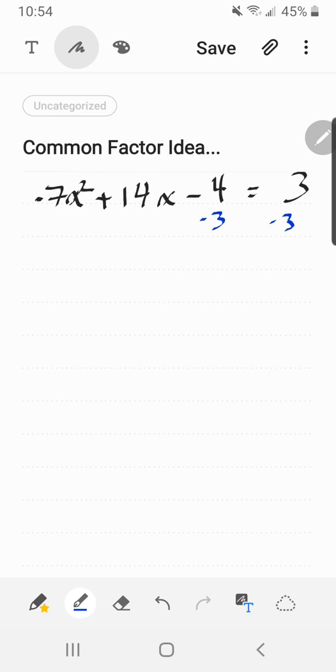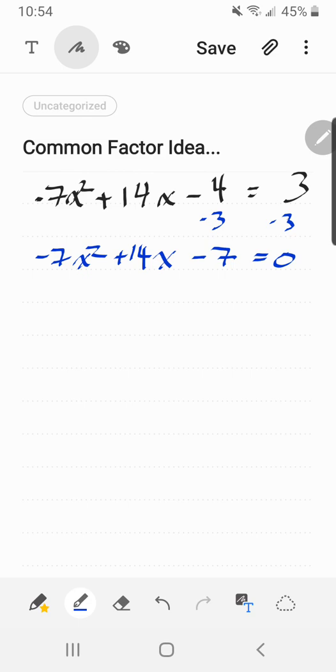And then we simplify. So we've got -7x squared plus 14x, and then we have -7 equals 0. So that's what we're working with in order to do our factoring, our solution. Okay? Now, we need to factor in order to get the solution.